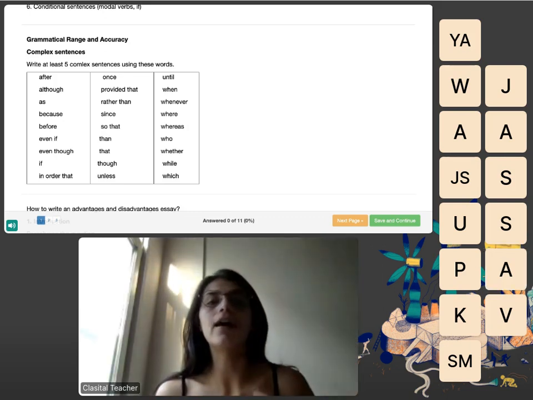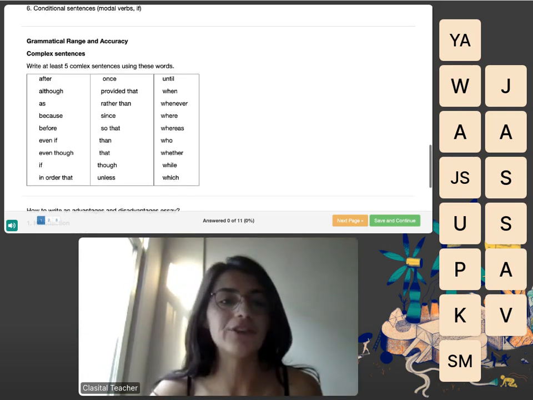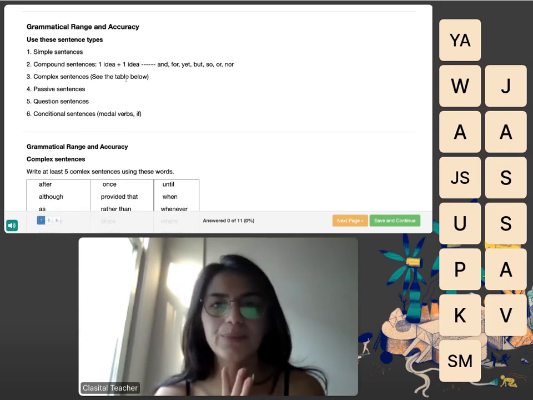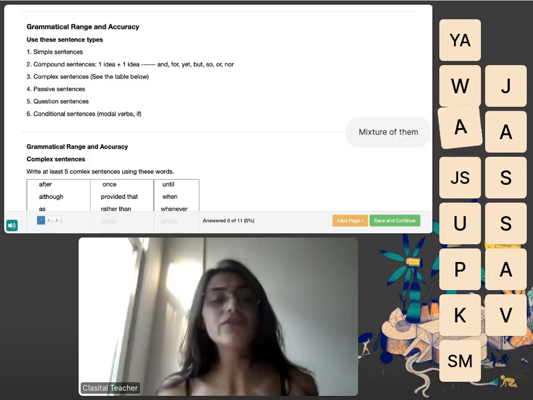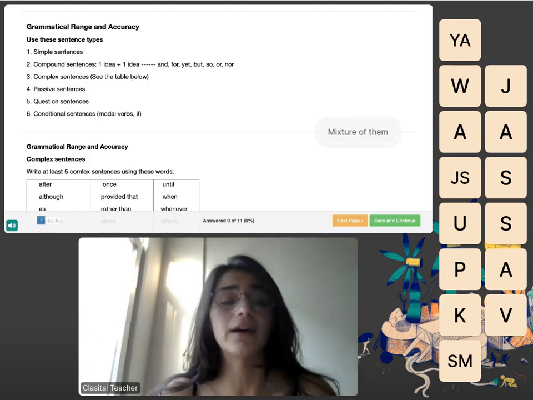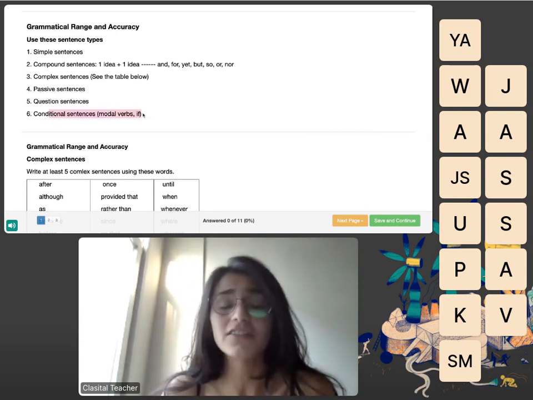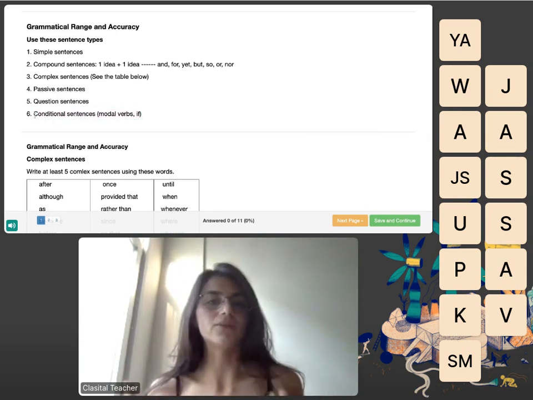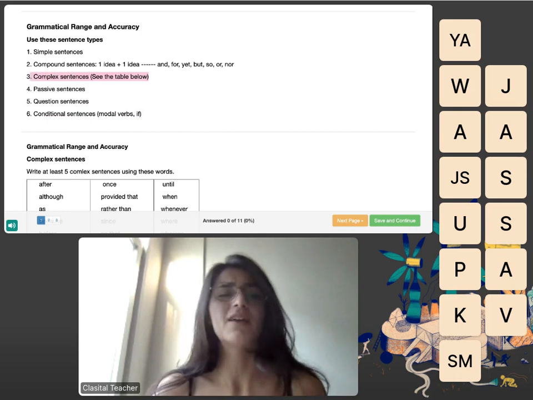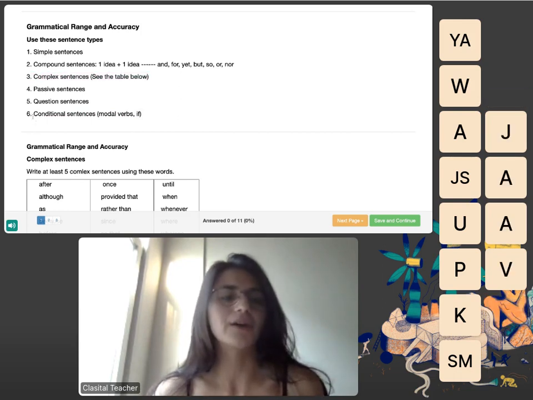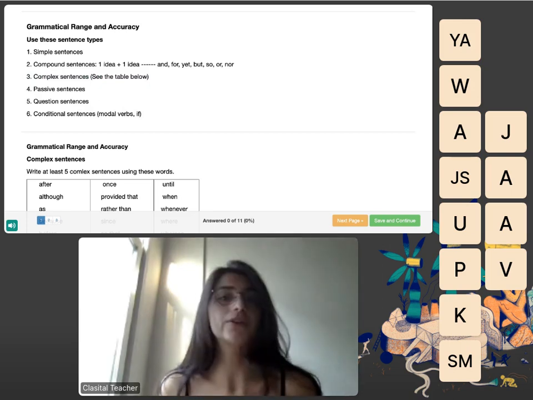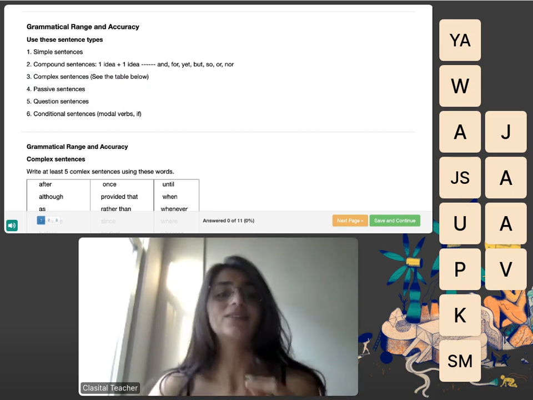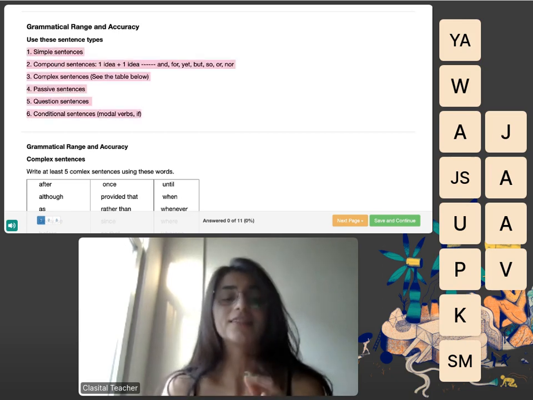So basically, if you write at least one of each of these 6 sentence types, then the examiner will know that you can use each of them. But if you, for example, write a complex sentence, but you don't actually use conditional sentences, let's say, they will know you can use complex sentences, but they will not know if you know how to use conditional sentences. So what I would personally do is try to write at least one of each of these 6 sentence types.